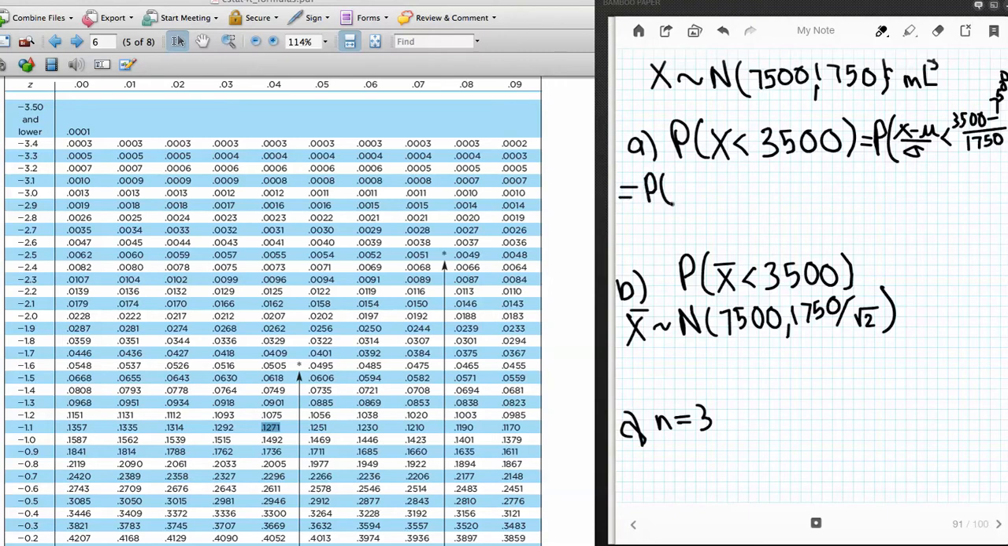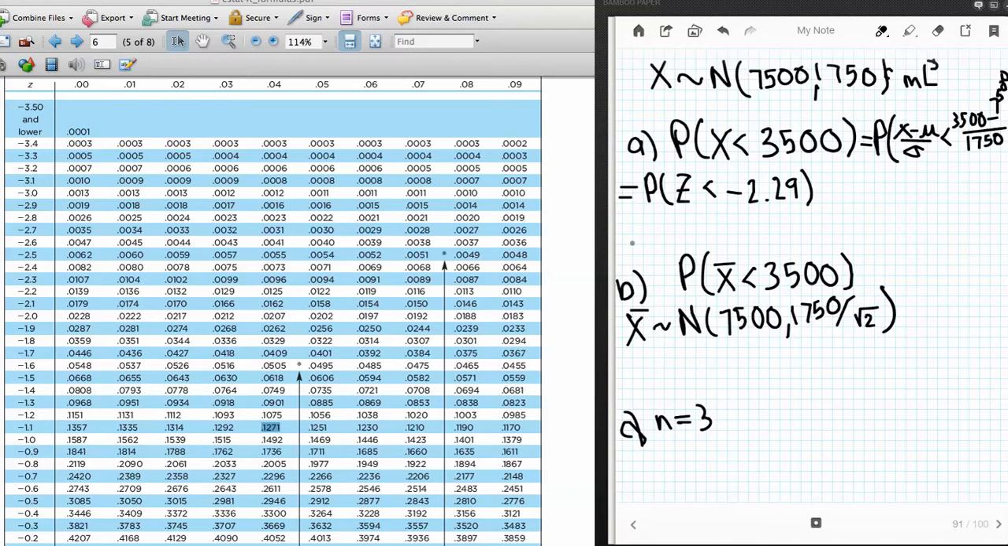So this is going to give me the probability that a z is less than, and I have 3,500 minus 7,500, and then I'm going to divide that by 1750. And so the z-score that I get is a negative 2.29. And remember, I always want my students to round these off to 2 decimal places because I want to be consistent whether you're looking it up with a calculator or with a table.